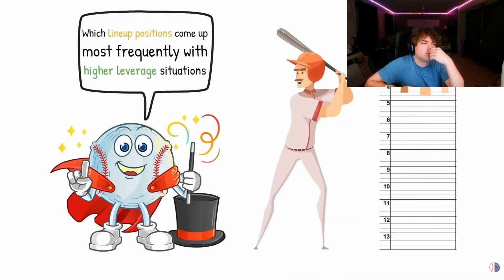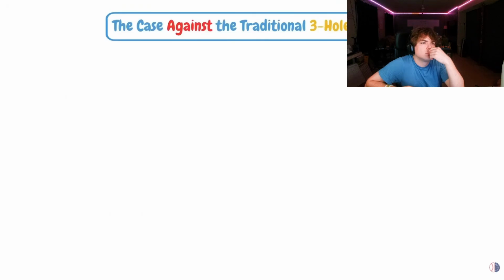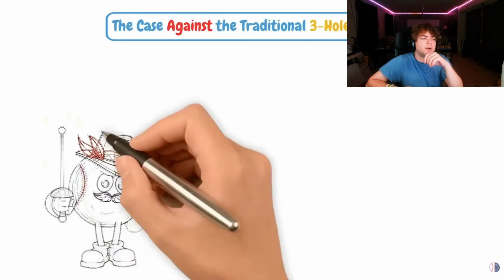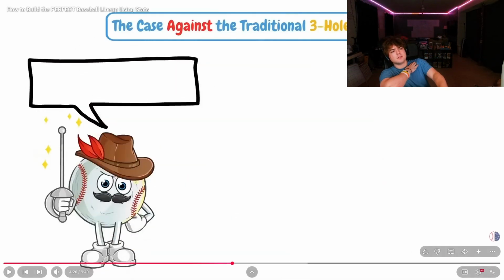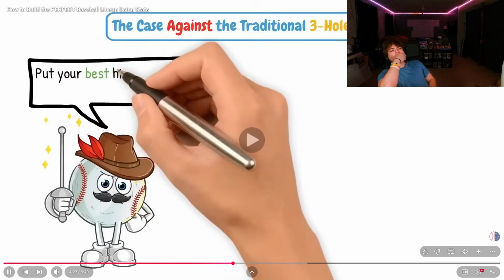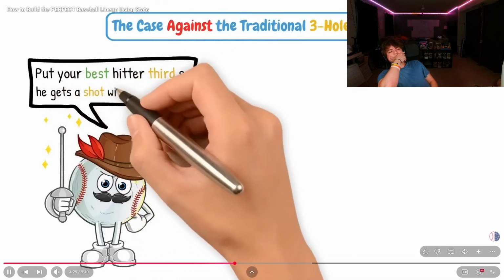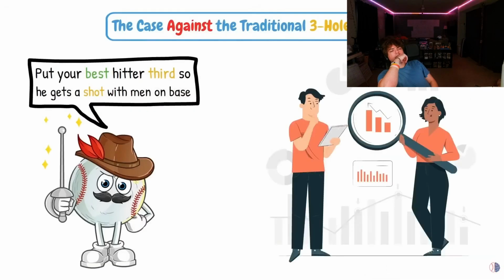Now taking a look at your traditional 3-hole as your best hitter standpoint, the old school approach says put your best hitter third, so he gets a shot with men on base. I think 2 is better. That's what everyone started to do. But statistically, that may not be optimal.